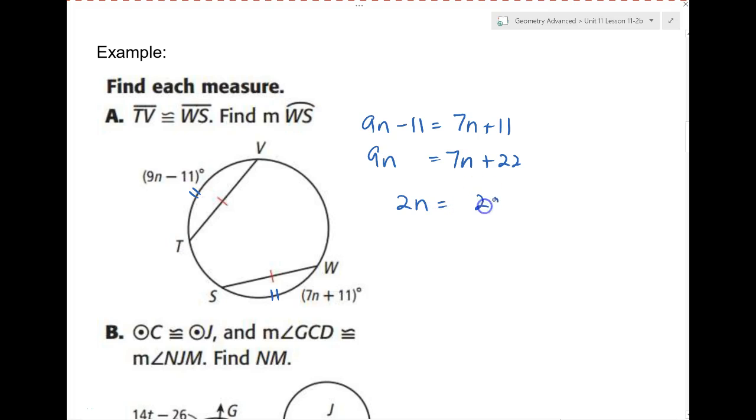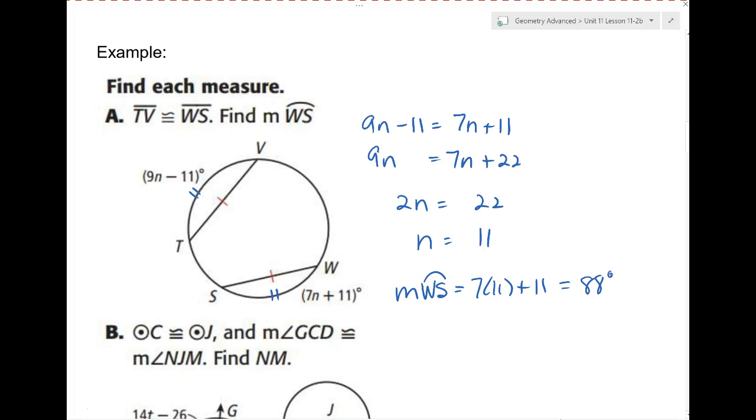2n equals 22. n is equal to, did you guys get n is equal to 11? Do we just need to plug and chug it in then? Yeah, so make sure we use correct notation. We put the m in front when we're talking about the degree measure of an arc. So we got 7 times 11 plus 11, which is going to be what, guys? 88 degrees. Yep, it's going to be degrees this time.